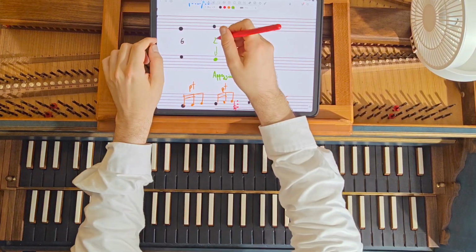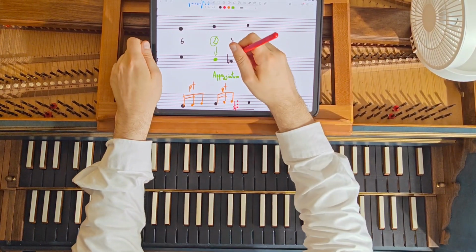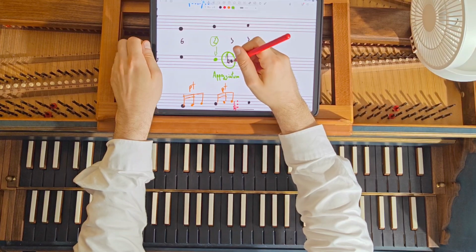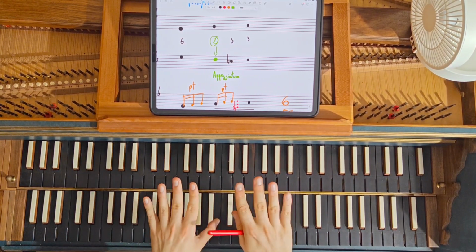So it's okay for this dissonance to be a 2. And since it is in the bass, the natural resolution of the appoggiatura is this 3. This way we get this new structure: 6, 2, 3, 3. Play with me now.